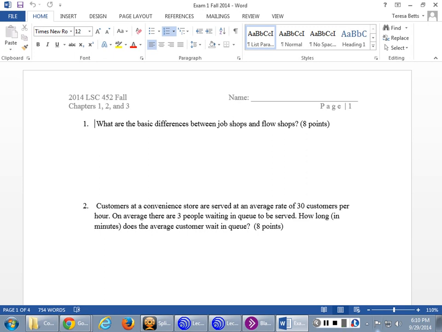I just wanted to make sure that you went back to the basics and thought about job shops and flow shops as you're going through your different processes. Is what you're looking at more of a job shop or more of a flow shop?